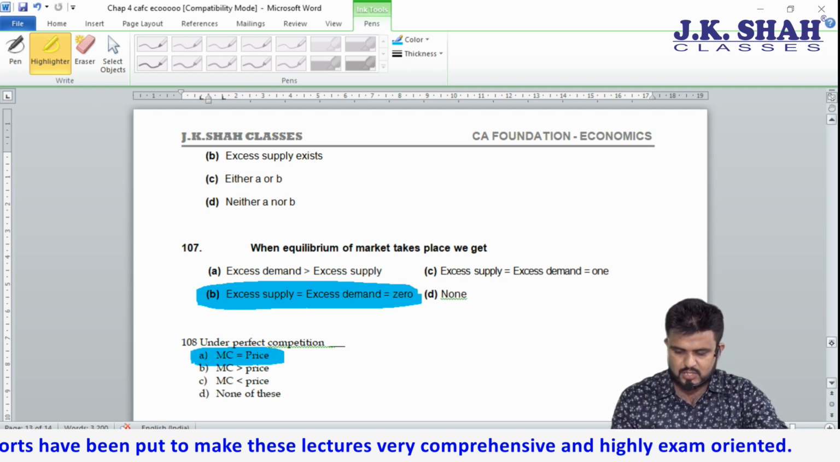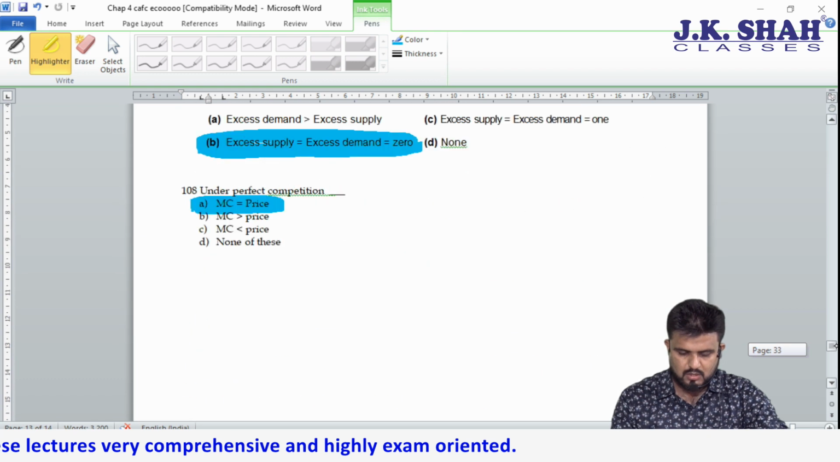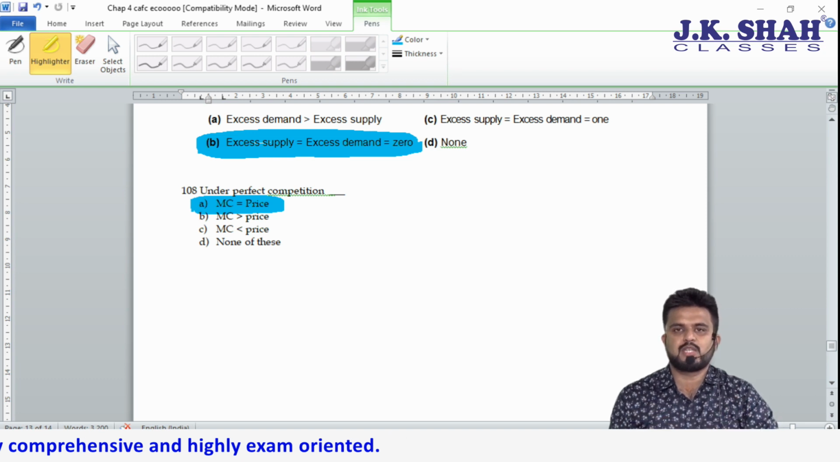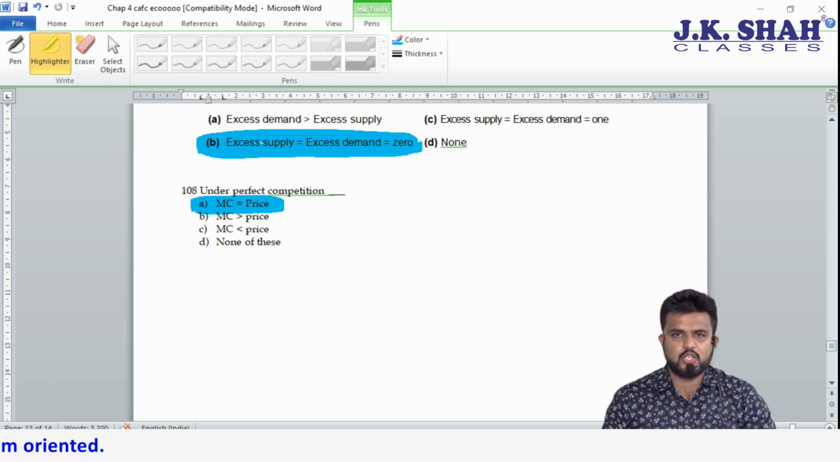So students, this much MCQs. So total 108 MCQs you are supposed to do. And this completes your chapter 4 MCQs.